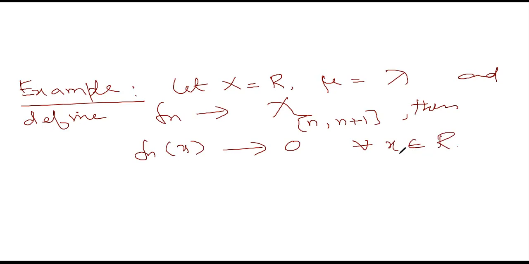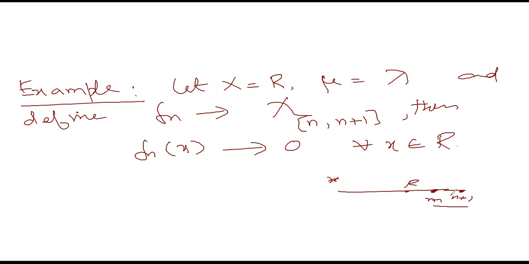It's very simple. For instance, suppose x is in R, so x is somewhere on the real line. I will choose n so large that x is not in the interval [n, n+1]. So f_n(x) is equal to zero for all such n. Whenever you fix x, it must be somewhere on the real line, so I choose n so large that x does not lie in the interval [n, n+1].